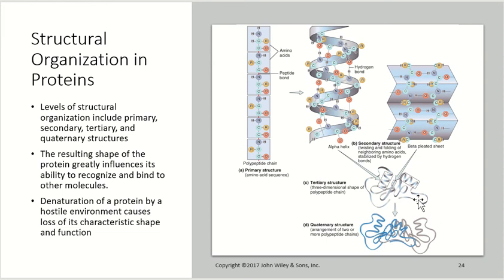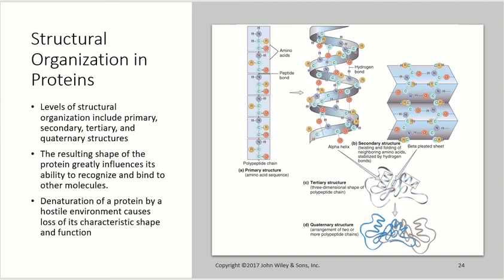So basically, if you heat a protein, like an egg, it's going to have a significant change in shape and function. Looking at our structural organization of a protein, our primary structure is basically just going to be a list of the amino acid sequence. If we went down our little protein and read off all of the amino acids that made up that protein, that would be our primary structure.